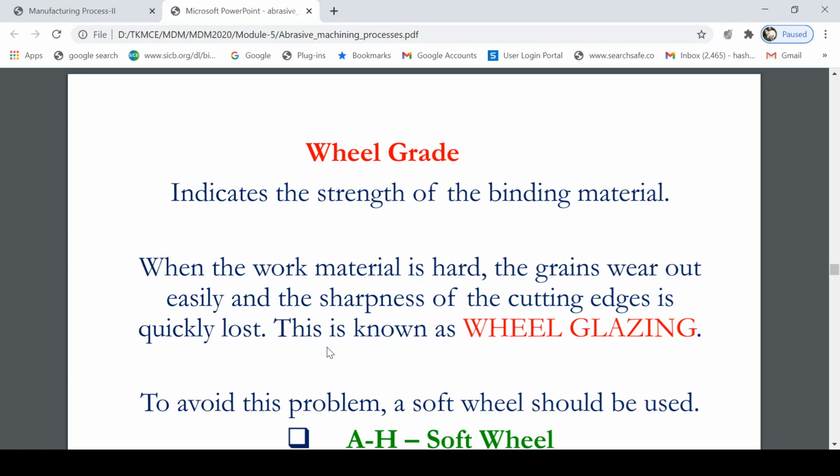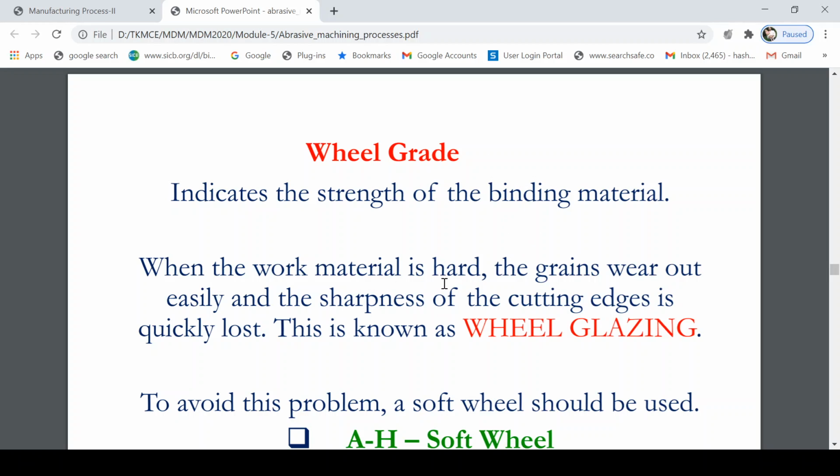It bonds the abrasive particles or abrasive grits. So if the binding material is not strong, it may easily break. So this will indicate the strength of the grinding wheel.